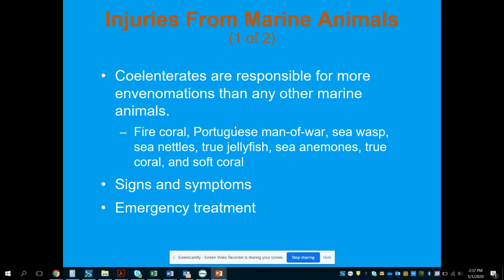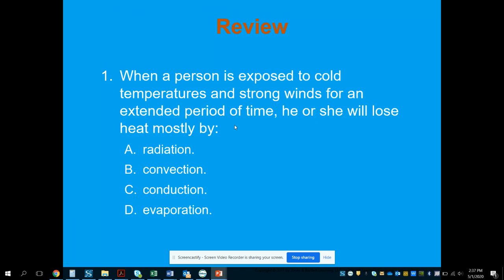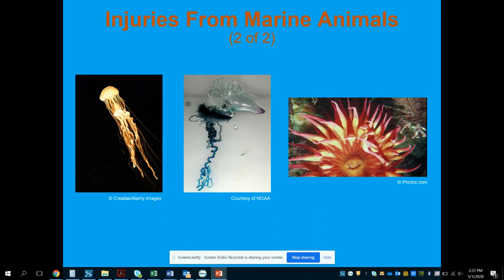Now, looking at injuries from marine animals, these are responsible for more envenomations than any other marine animal. So those are your fire coral, Portuguese man-o'-war, sea wasps, sea nettles, true jellyfish, sea anemones, true coral, and soft coral. All right, so coral, obviously a major threat. And we do have some of these here in North Carolina, certainly off of our coast. So these could be a threat to us, or maybe you're traveling to an area where there are more beaches with more of these animals.